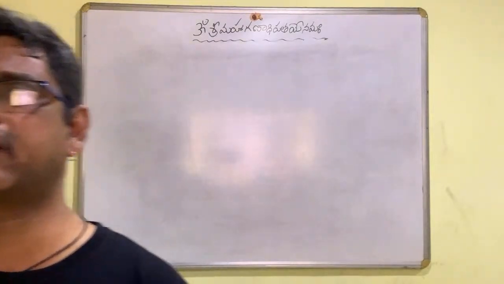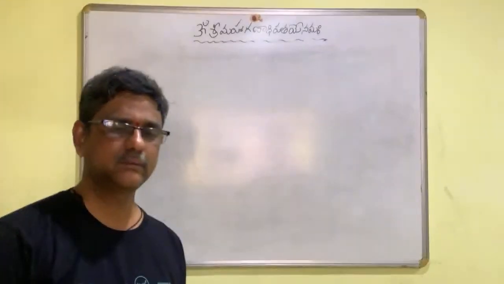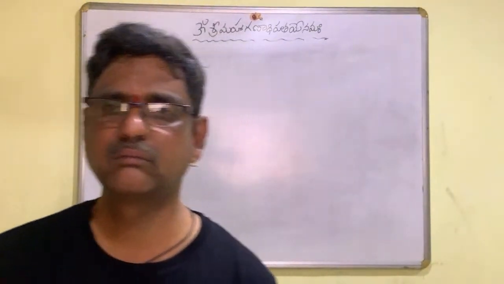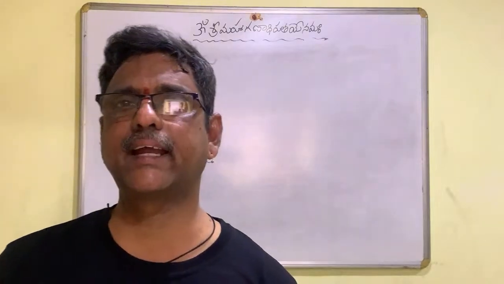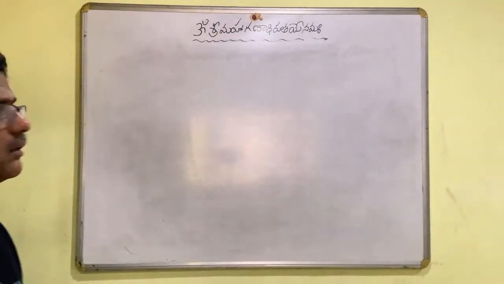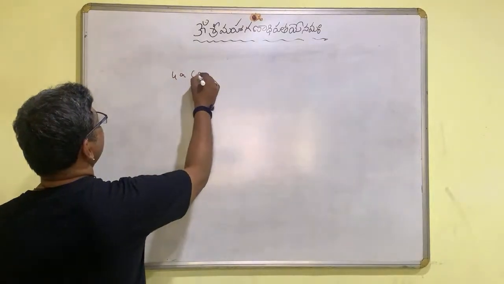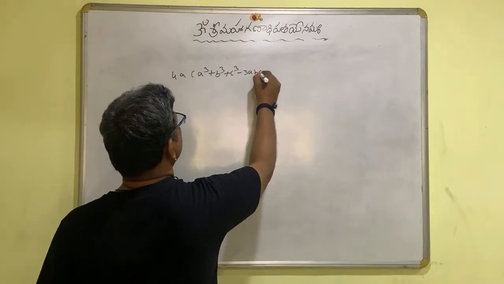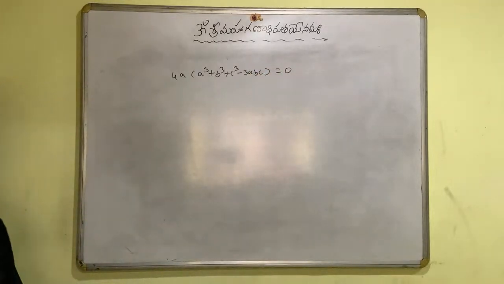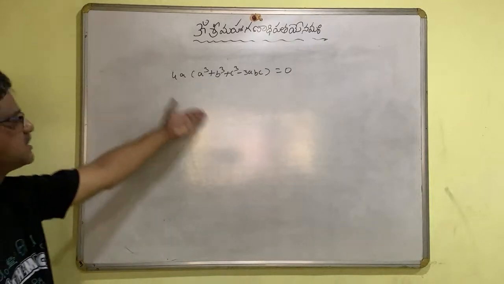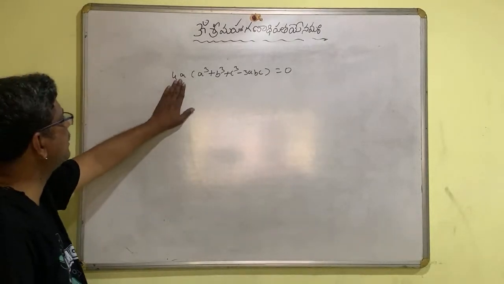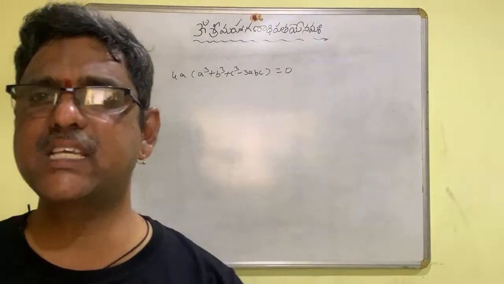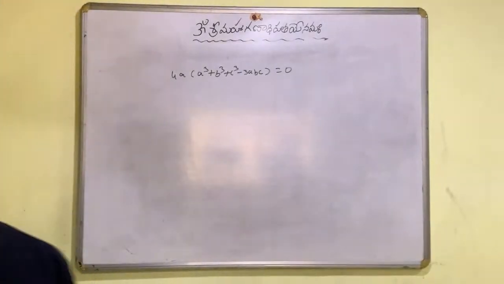If 4a is 0, then a is equal to 0. You got 2 options, right? You got 4a into (a cube plus b cube plus c cube minus 3abc) is equal to 0, right? After this, what is the step? Either this is 0 or this is 0. If 4a is 0, then a is also 0.